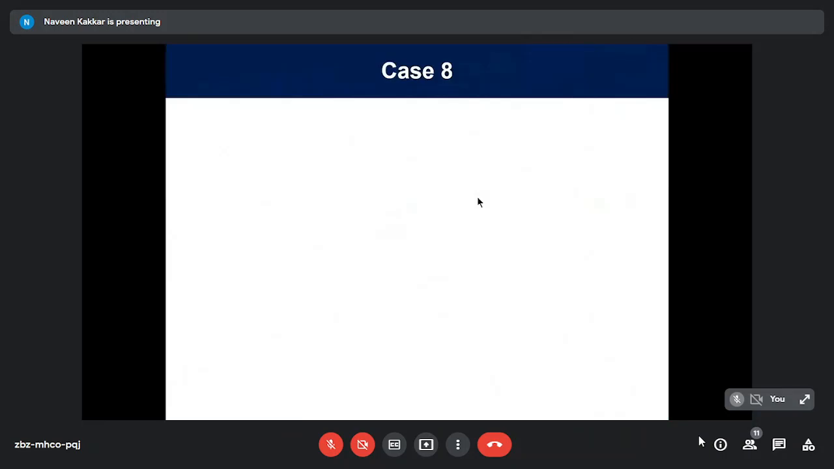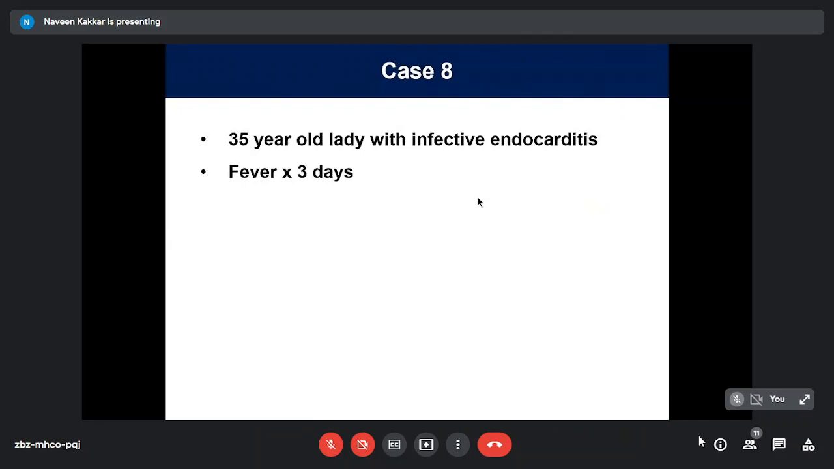Case 8. It's a 35-year-old lady with infective endocarditis. This was, I think, in 1997 or 8. She had fever for 3 days. The sample was drawn in the emergency service. She was on follow-up regularly with us, but presented with this acute problem at that time.